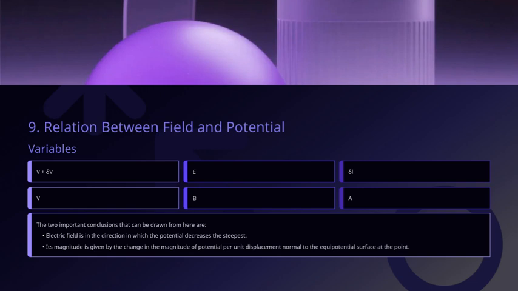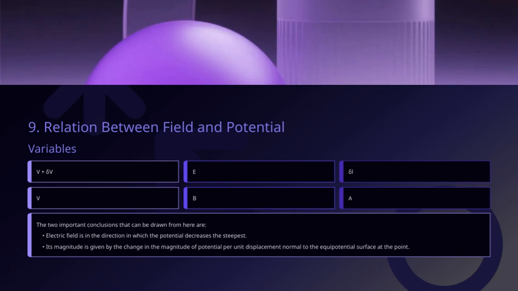Now, a key idea here is that the electric field points in the direction where the potential decreases most steeply. So, if you imagine walking along a surface where the potential remains constant, the electric field is always perpendicular to that surface and points toward the direction of the steepest decline in potential. From these observations, we can draw two important conclusions. First, the magnitude of the electric field is directly proportional to the rate at which the potential drops per unit of displacement normal to the equipotential surface. Second, the electric field vector itself points in the direction where the potential decreases most rapidly.